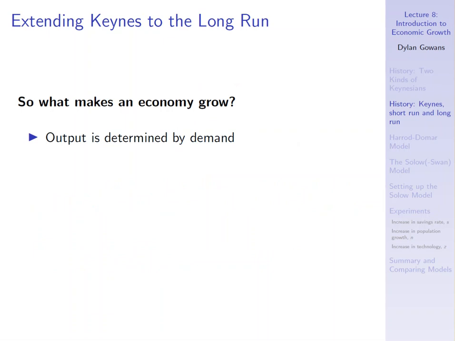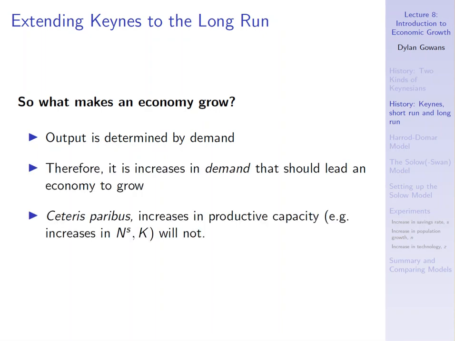Okay, so that's the short-run theory. Then remember, these post-Keynesians came along and said, we want to extend this into a growth theory. And the extension is pretty simple when you think about it. What makes an economy grow? Well, output is determined by demand, and so what makes output grow? Growth in demand, right? It's increases in demand that should lead an economy to grow.